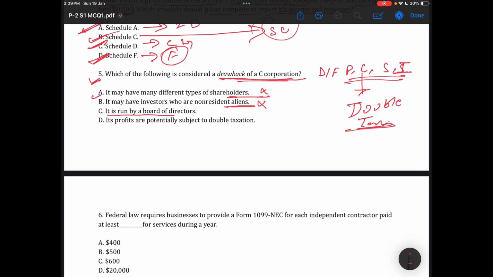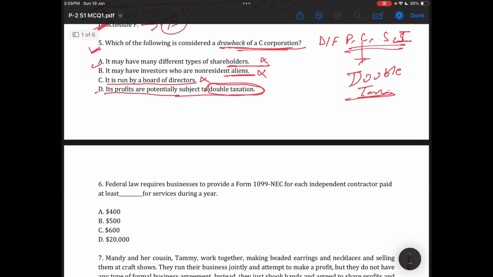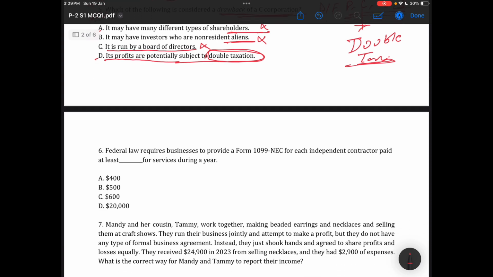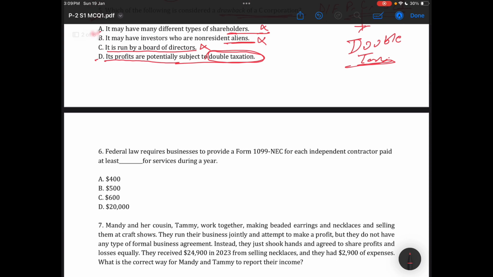It is run by the board of directors. No. Its profits are potentially subject to dual taxation. As I discussed, only the C corp has dual taxation liability for the payment of taxes. Those who do not understand the concept of dual taxation, please do comment and I'll explain.